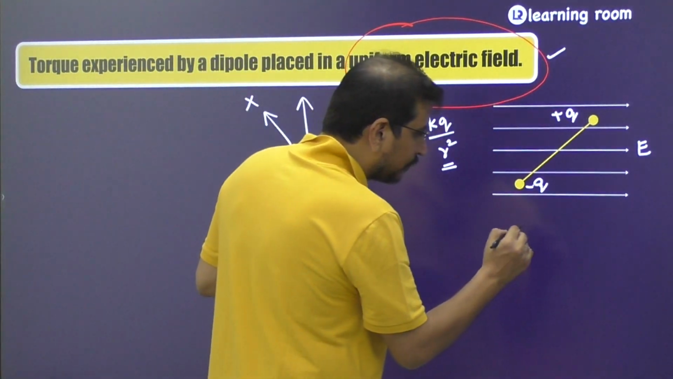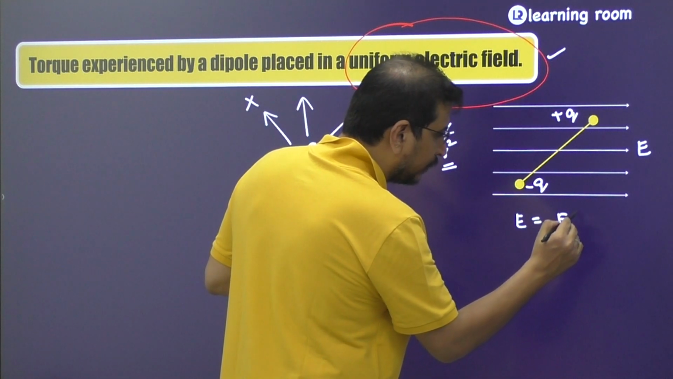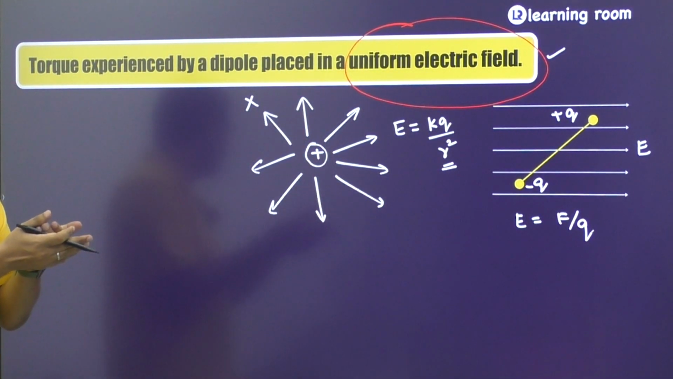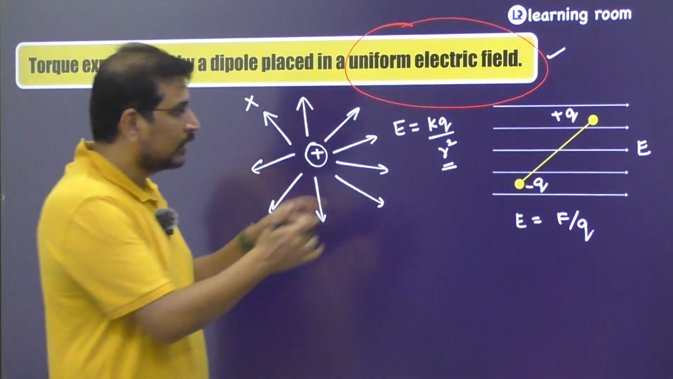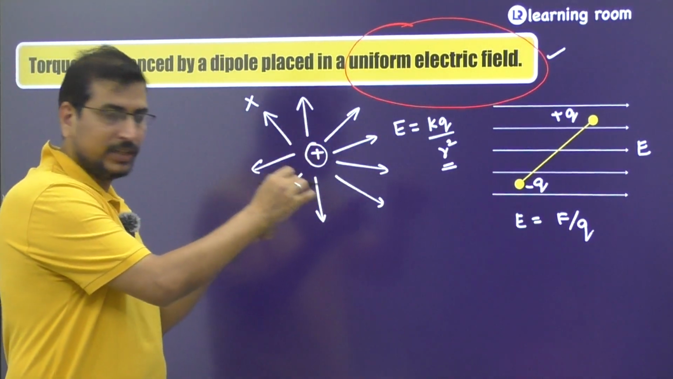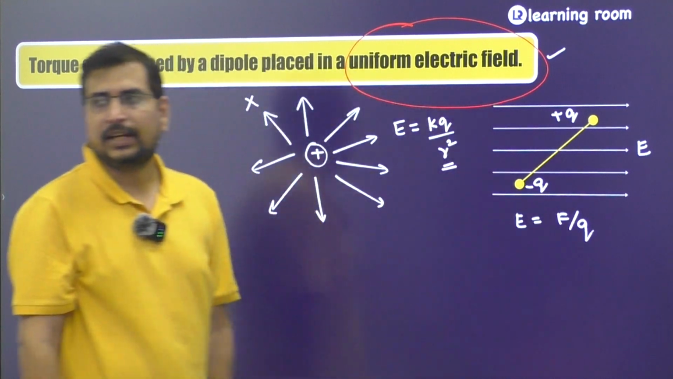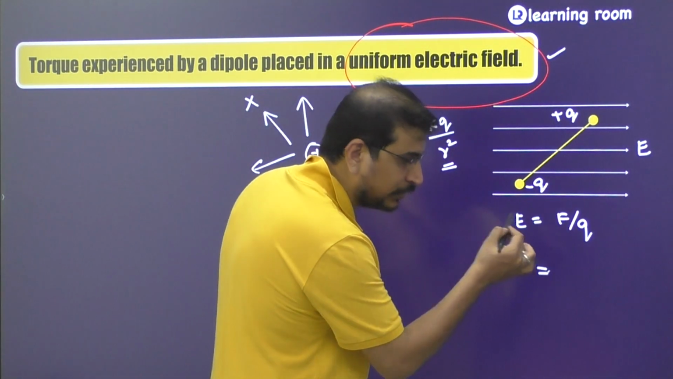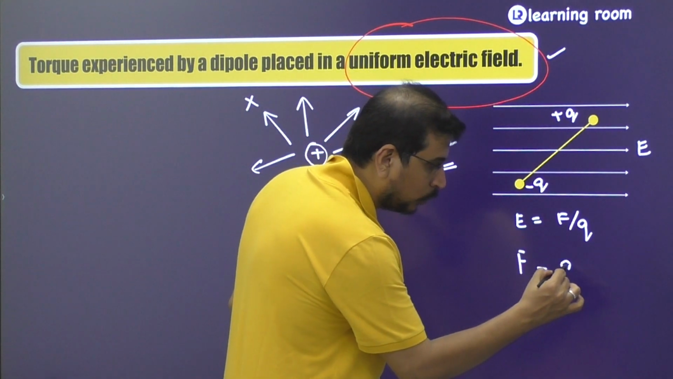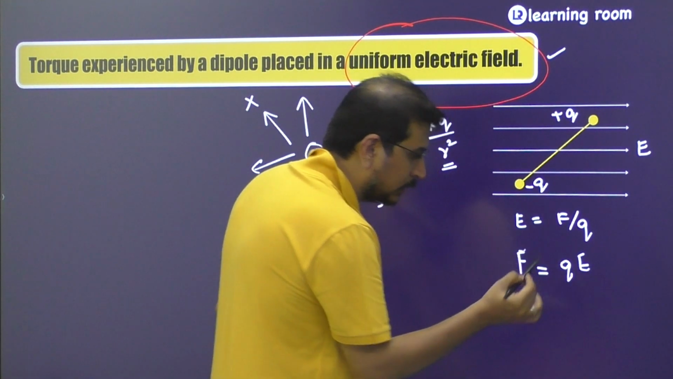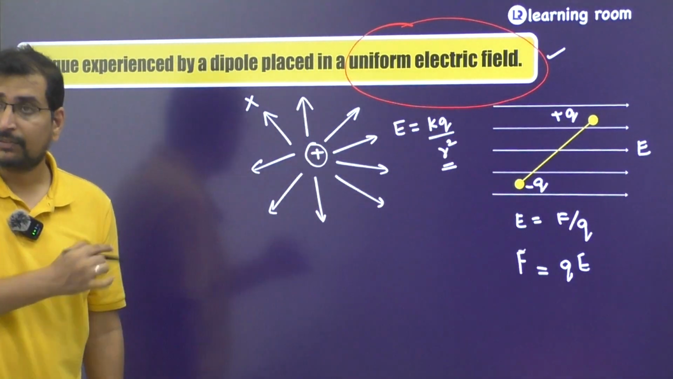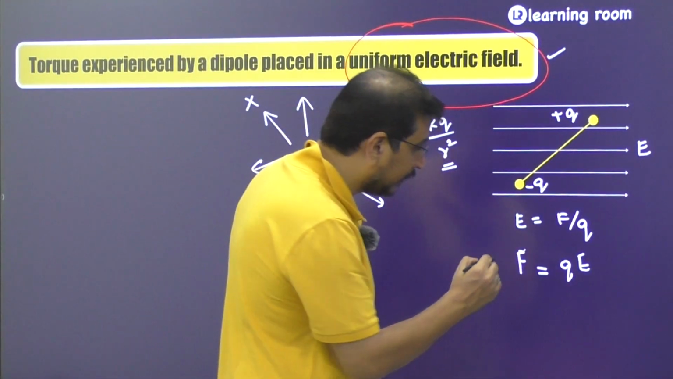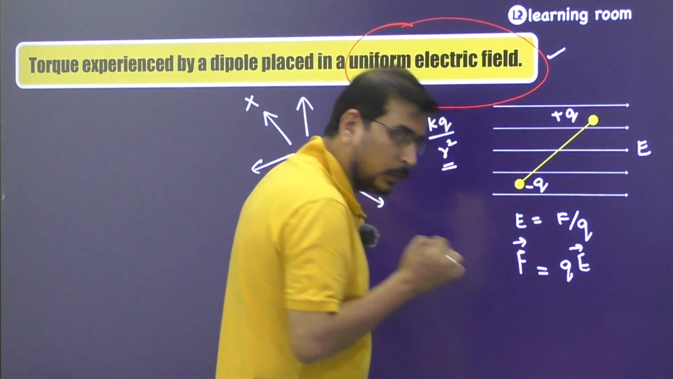We know this value, E is equal to F divided by Q. Am I right? That's what the basic definition of electric field tells us. This is the value for a point charge, whereas this is the basic definition of electric field intensity. Then if I rearrange it, F is equal to Q into E. Now tell me, among this force and electric field, which ones are vector quantities? Force and electric field, they both are vector quantities.